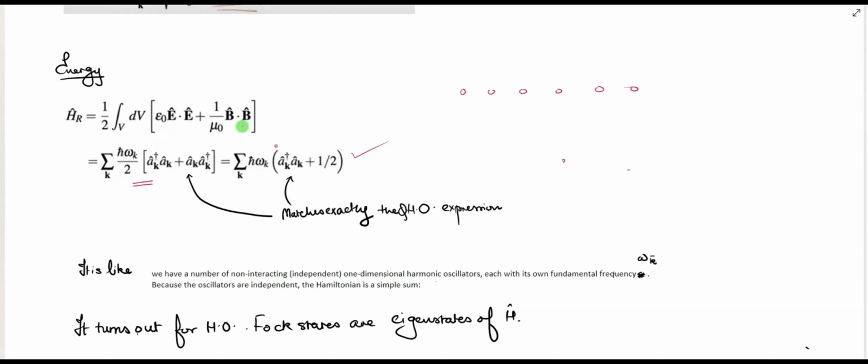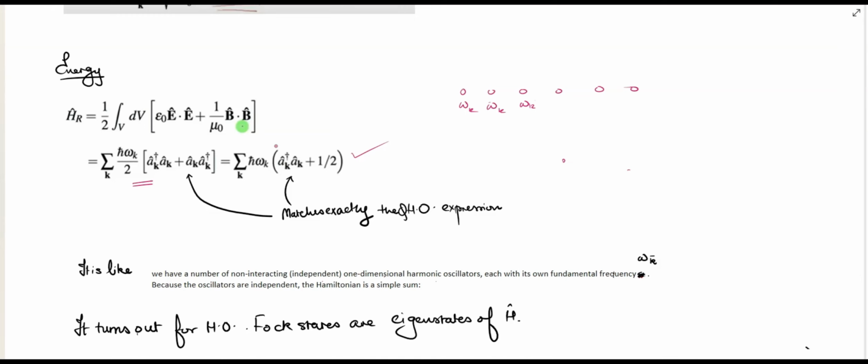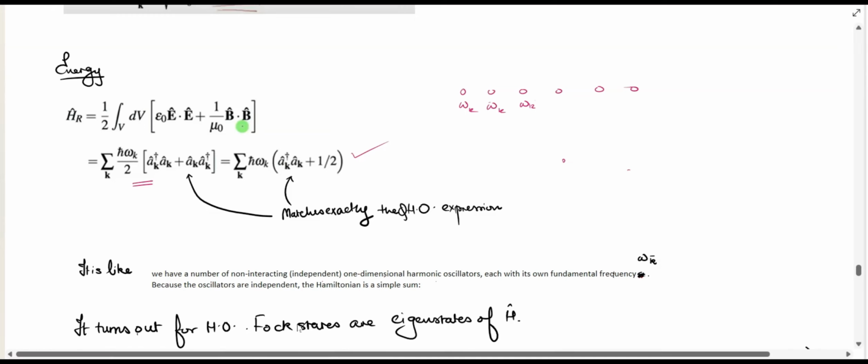Now you may see this, it is similar to the Hamiltonian of the quantum harmonic oscillator. This particular form is like having a number of non-interacting independent one-dimensional harmonic oscillators like these, each with its own fundamental frequency, omega k. So each of them has some fundamental frequency, omega k. They can be different. Now, because these oscillators are independent, the Hamiltonian is a simple sum.